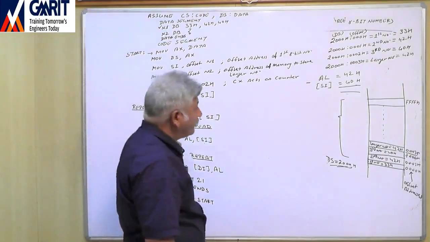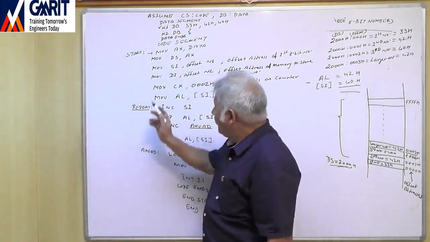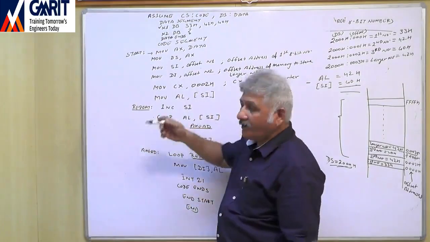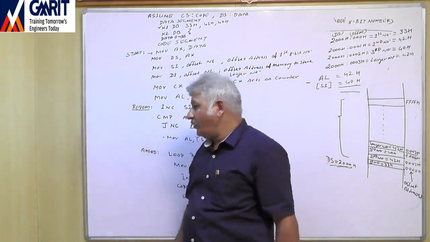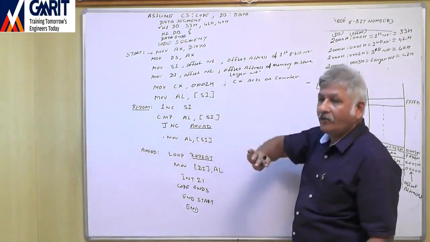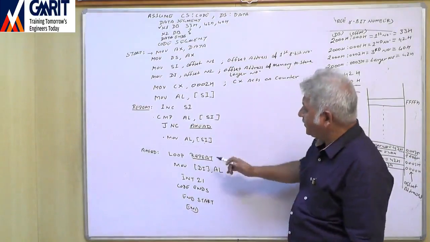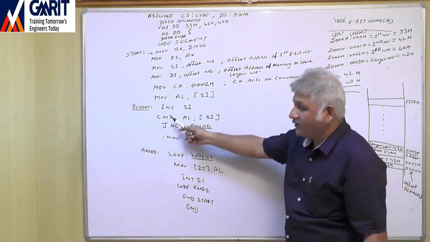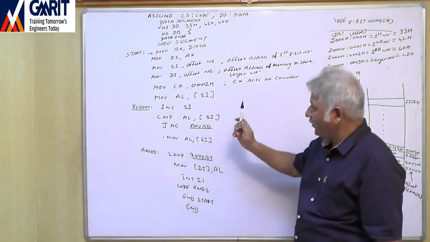That's all. So this is our program. If we write this program in any software, then it will give you the result. So if you want to write a program to find out the smaller number, then simply change JNC by JC. You will get the smaller number.